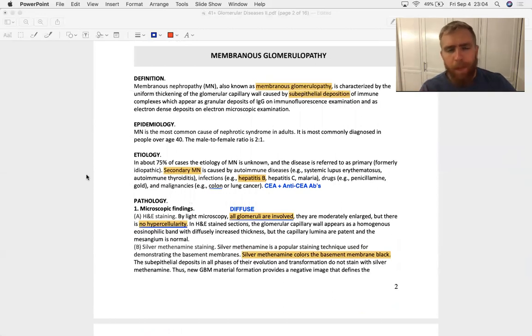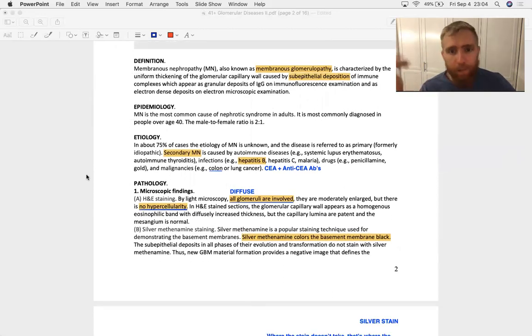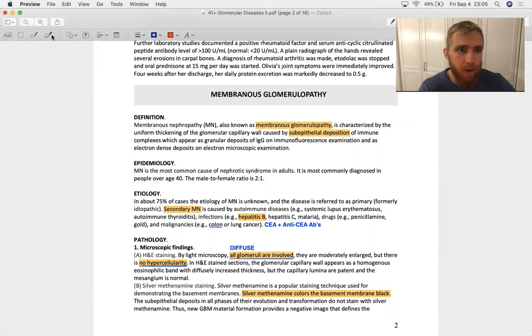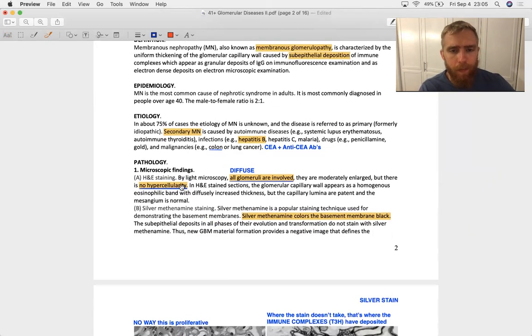Membranous glomerulopathy, also called membranous nephropathy or membranous glomerulosclerosis, any of those things. It's just plain membranous. That's what you really need to know. That's what matters. Just plain membranous. So what does it look like? All glomeruli are involved. So this is diffuse, really. And there's no hypercellularity. And so that's important because that means it's not membranoproliferative glomerulonephritis.